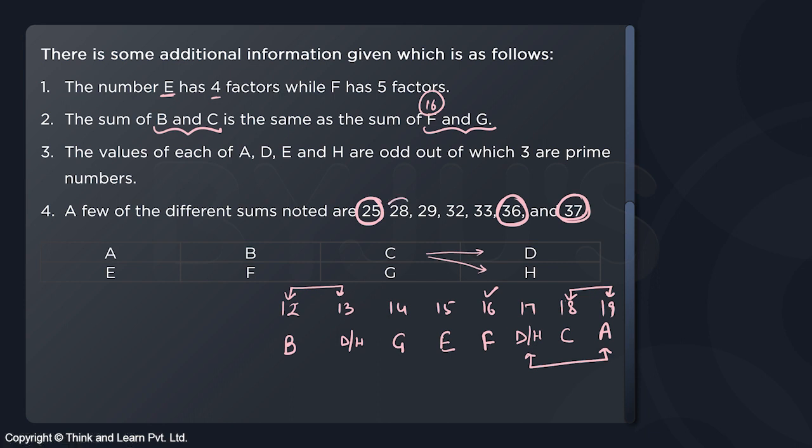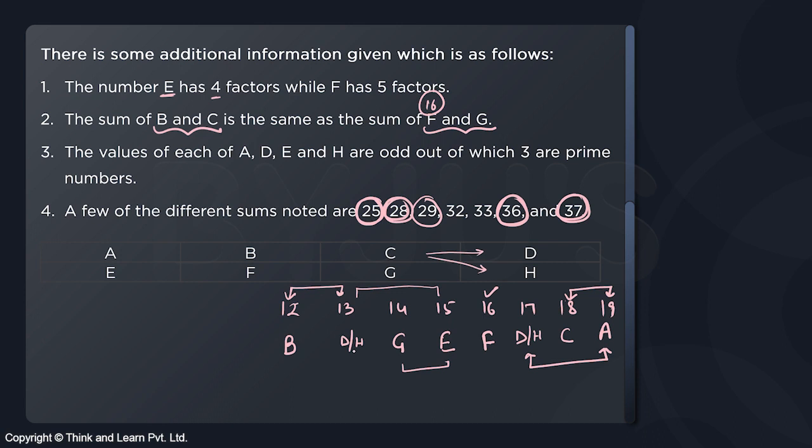Let's have a look. How can I make 28? 28 can be made by 15 plus 13. But 15 is E, and E can be added with D and H both. So 28 cannot sort it. How can I make 29? G plus E. Can I add G and E? Yes, G and E can be added.